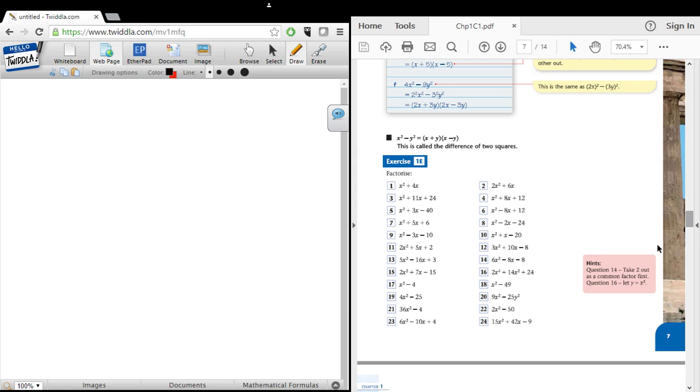So let's just do a simple question, because some of these questions now are getting a bit more long-winded. So let's just take a random one. Let's say we have question 10. Okay, so let's do exercise 1E, and that's question 10. Okay, and question 10 is x squared plus x minus 20.